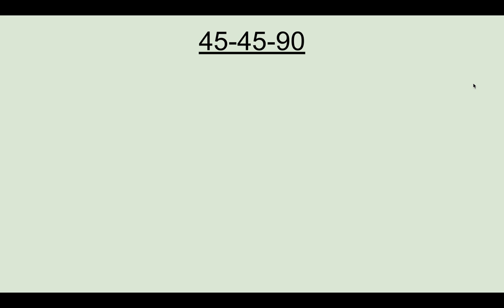So let's do 45, 45, 90 now. And so you're going to follow along on your classwork. So you're going to develop this on your classwork as I go through this slideshow. Okay, so what we're going to do is take a square. So since it is a square, all the sides are equal.